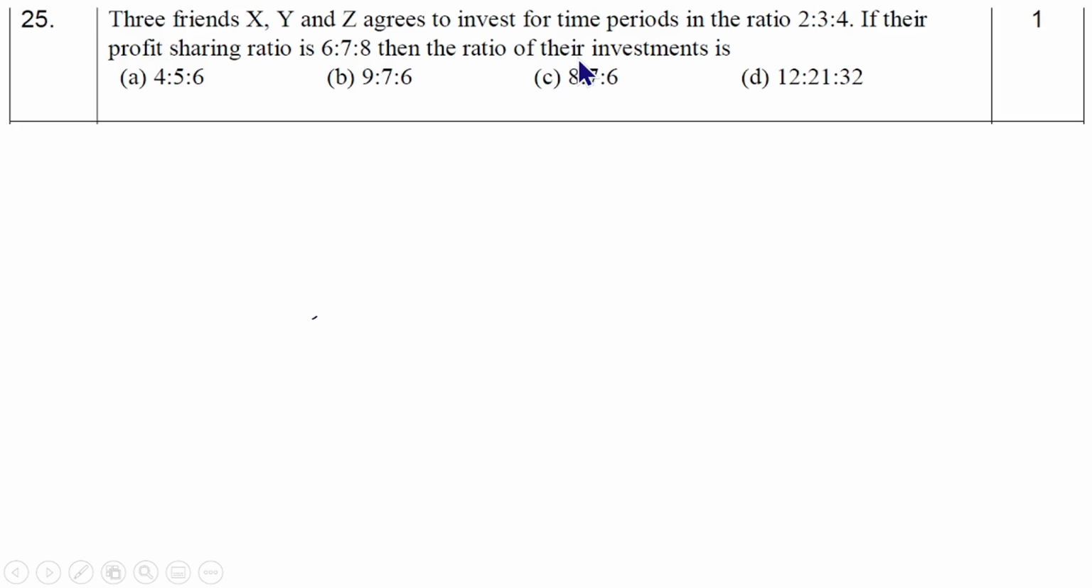The ratio of investments is given by profit upon time. So this is very easy. Investment ratio is equal to 6/2 is to 7/3 is to 8/4. So this is the investment ratio.